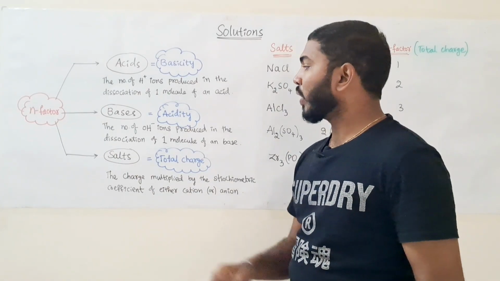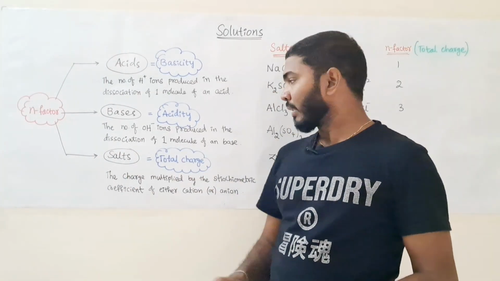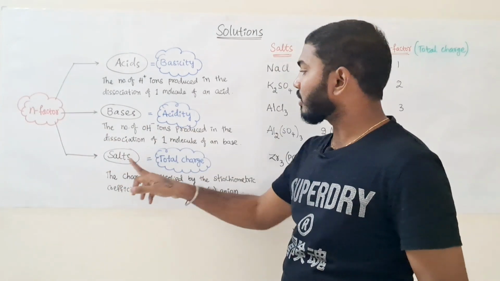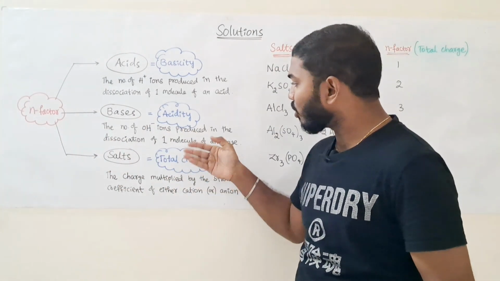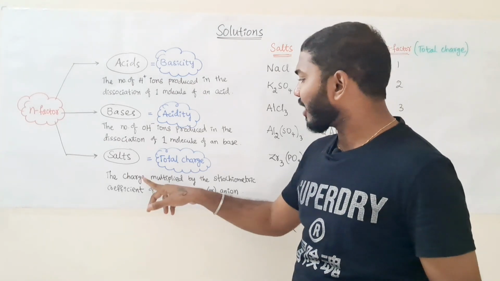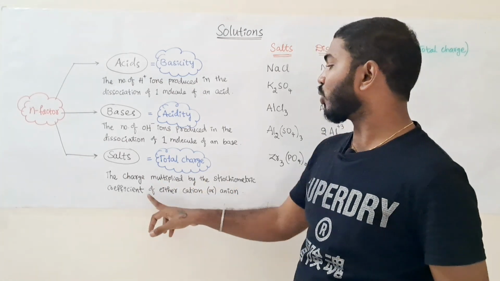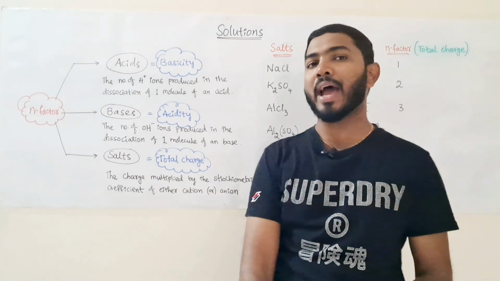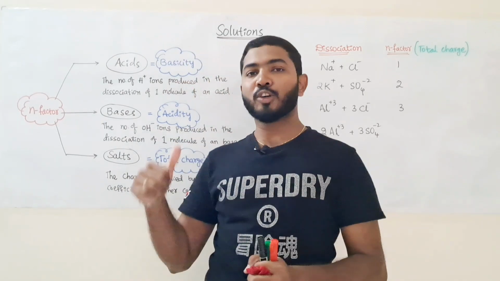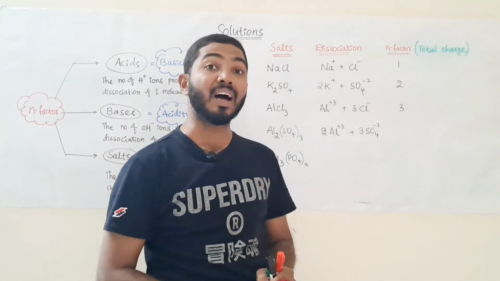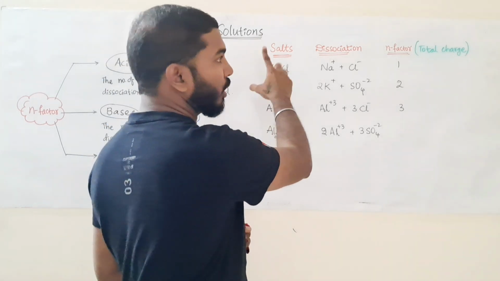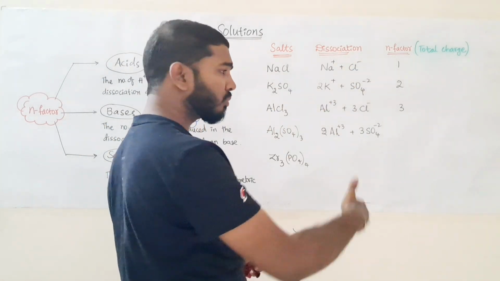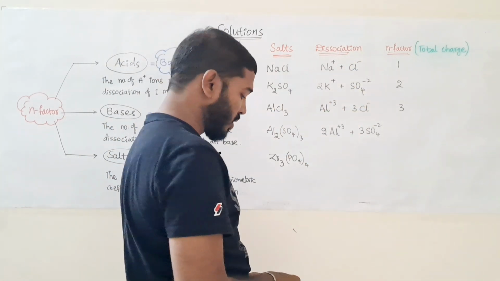So let's move on to N factor for salts. Generally, N factor for salts we take as the total charge. How do we define this total charge? The charge multiplied by the stoichiometric coefficient of either the cation or the anion, we take it as the total charge for salts. So if that is the case, if you come back to this example, I have given a few examples. I'll give some more for your practice.